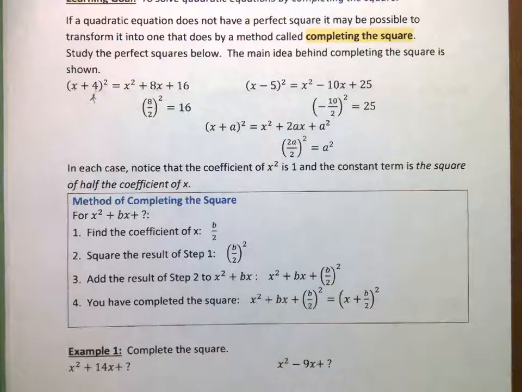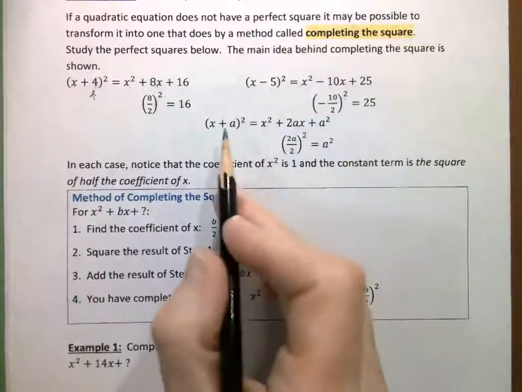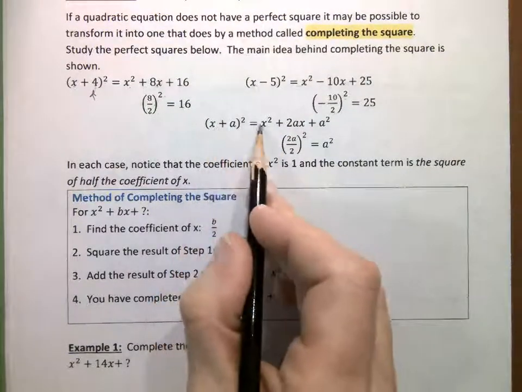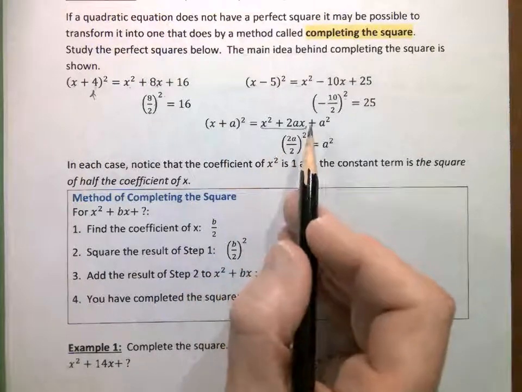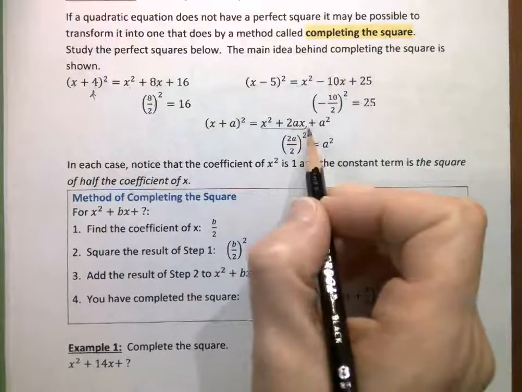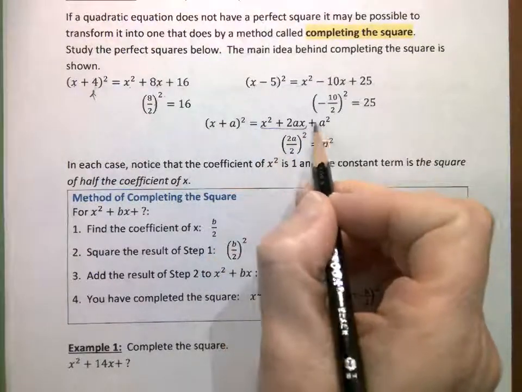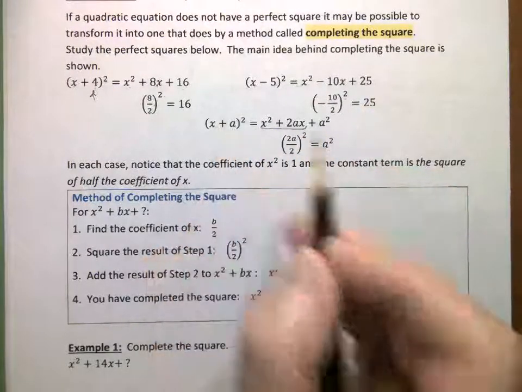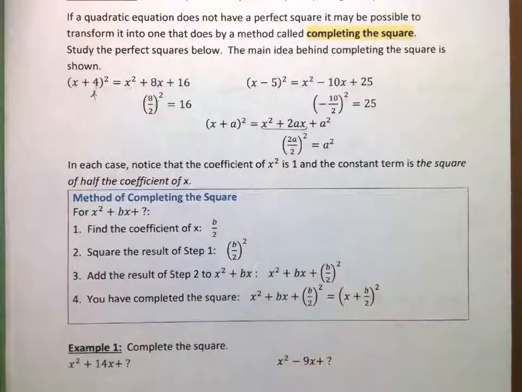Okay, so here's a little formula to help you. x plus a squared. You're going to start with this, and you're going to figure out what this needs to be, and then you're going to write this. Okay, this is the formula you're going to use.